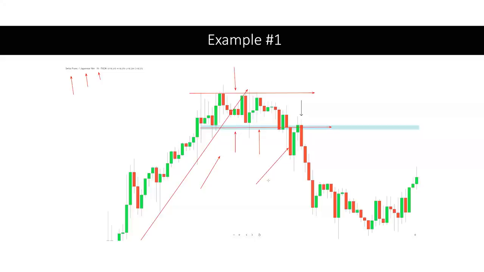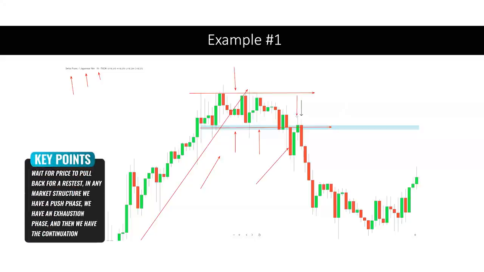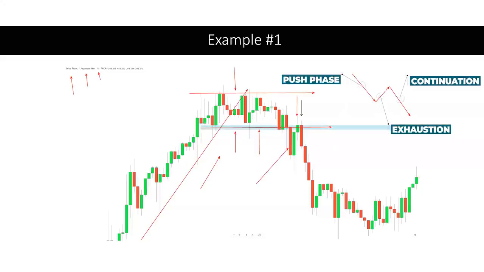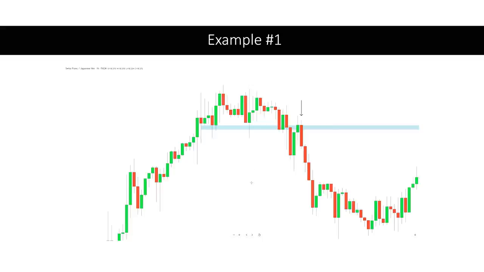But a basic principle when trading is to always wait for price to pull back to a key level for a retest, because in any market structure we have a push phase, an exhaustion phase, and then the continuation. So with this example, once we've gathered the information we need and we understand the directional bias we want to take, what we're looking for is momentum. Now, momentum works in both directions.